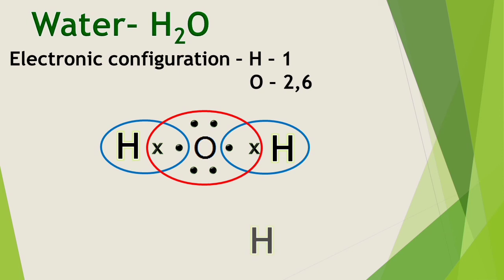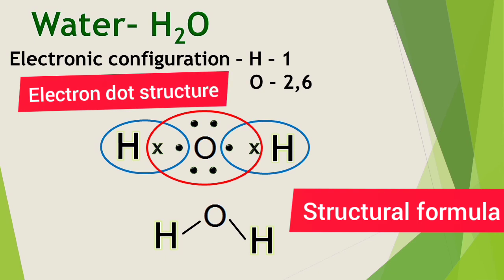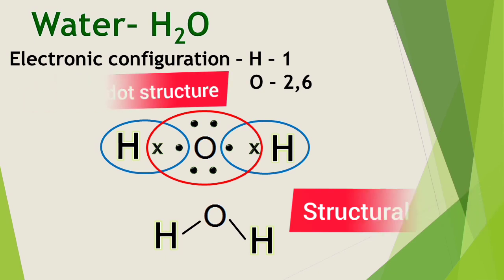Since each atom has shared only a single pair of electrons with the other, we need to represent it through a single short line between the atoms. So this is how the structural formula for water looks. The other case where we have shown the electrons is known as the electron dot structure.